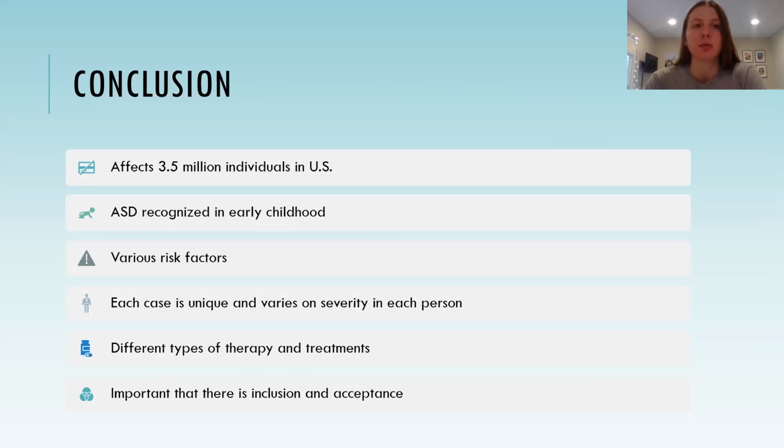Organizations such as Autism Speaks raise awareness, support, and advocate for children and adults with autism spectrum disorder. It's important for people to be inclusive and accepting of individuals with ASD.